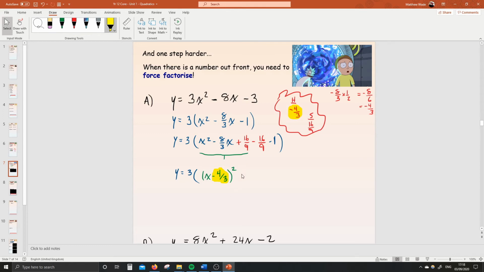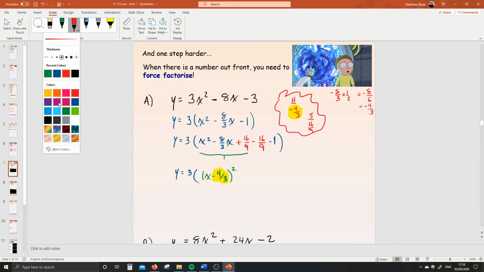X times x would be x squared. X times minus 4/3 would be minus 4/3 x. Minus 4/3 times x would be minus 4/3 x. Minus 4/3 minus another 4/3 is minus 8/3, which confirms that. Minus 4/3 times minus 4/3 would make positive 16/9, which confirms that. So this is indeed right. You don't need to go about confirming it every time though, because that is a faff, let's be honest.